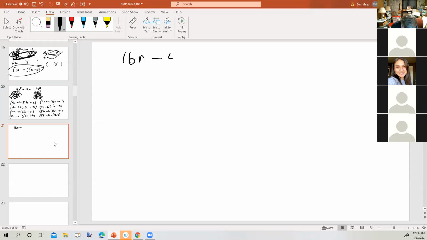16r minus 40r squared plus 25r cubed. So the first thing I'm going to do is put this in standard form. Then I'm going to take out the greatest common factor, which is going to be just r, I think.